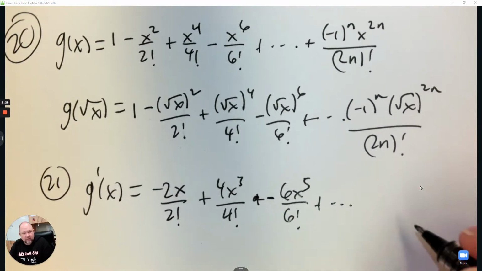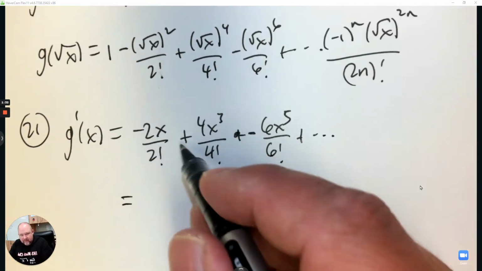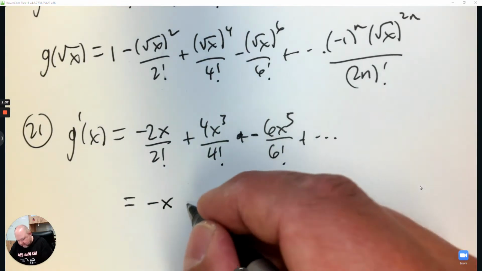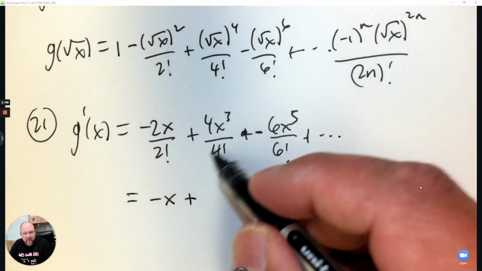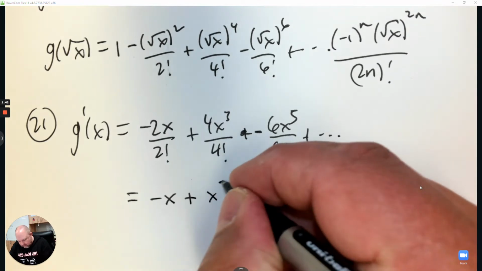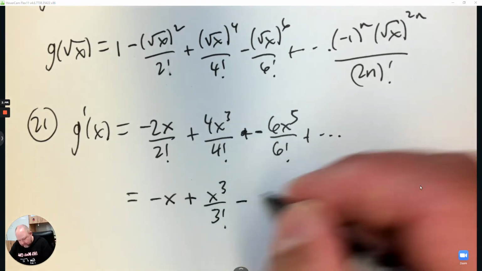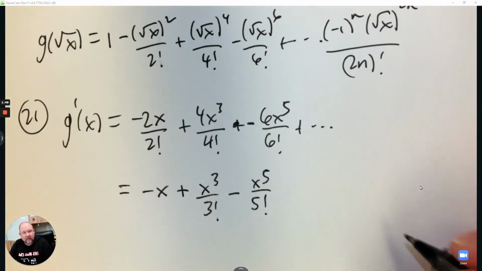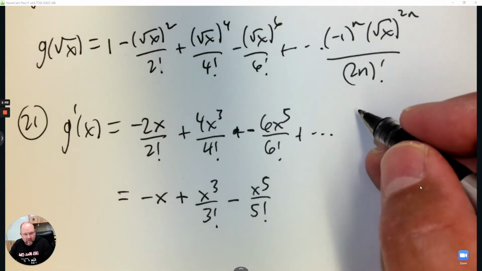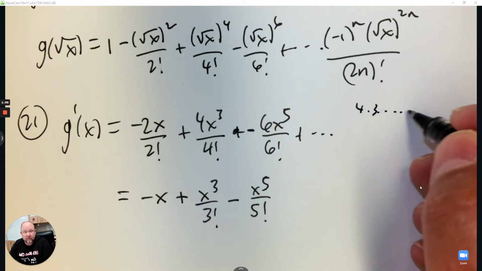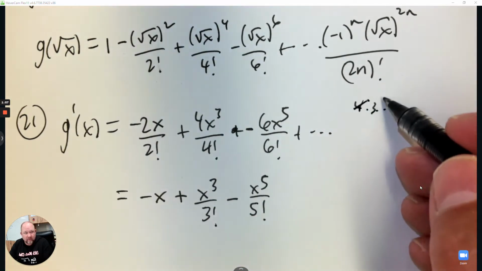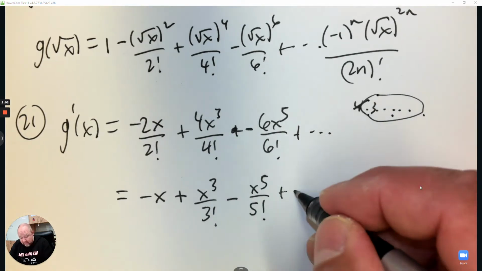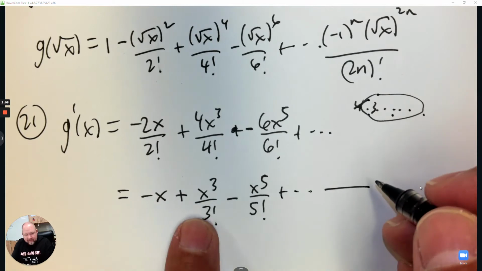And then what would the general term be? So if I simplify this, 2 factorial is 2 times 1, so the 2's cross out. That's just negative x. Here the 4's divide out, so I have 3 factorial. Here the 6's cross out, so I have 5 factorial. See, 4 factorial is 4 times 3 times 2 times 1, so the 4 and the 4 cross out, and what you're left with is 3 times 2 times 1, which is 3 factorial.